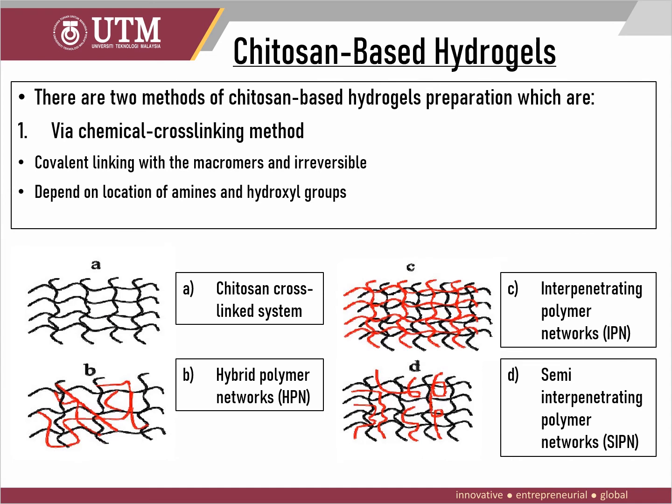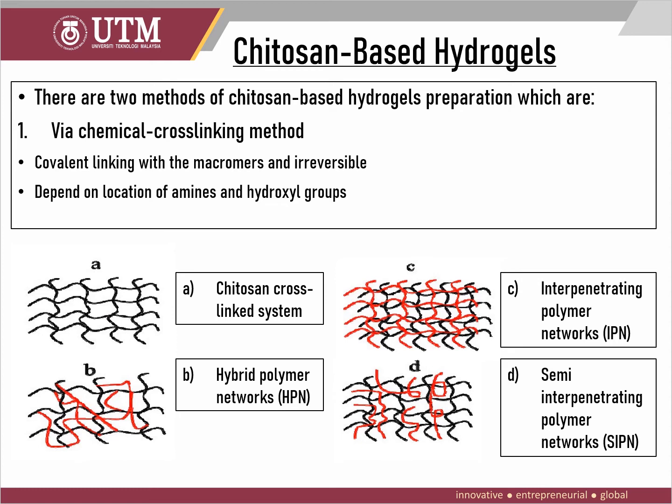Cross-linking of chitosan polymers is necessary to improve chitosan properties such as stability and durability for the aim of drug delivery. Chitosan-based hydrogel networks are categorized based on the method of chitosan cross-linking and preparation. Therefore, there are two methods of chitosan-based hydrogel preparation, which are via chemical cross-linking method and physical cross-linking method. Chemically cross-linked hydrogels are formed by covalent linking of the chitosan macromers, where the bond formation is irreversible.